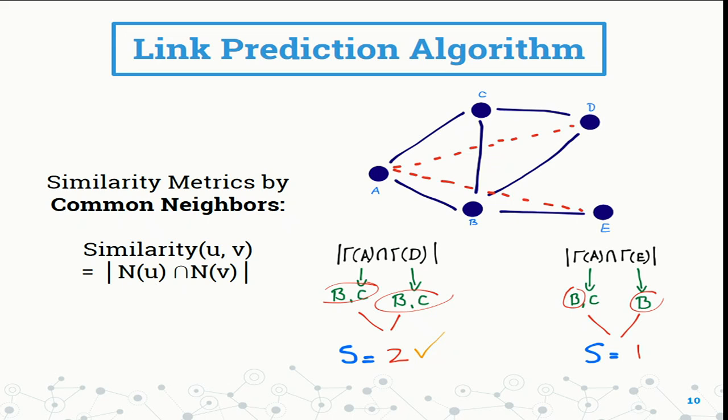For example, between nodes A and D, they share two neighbors, whereas between A and E, they only share one neighbor, which is B. So in this case, A and D have a higher chance of creating a link in the future.